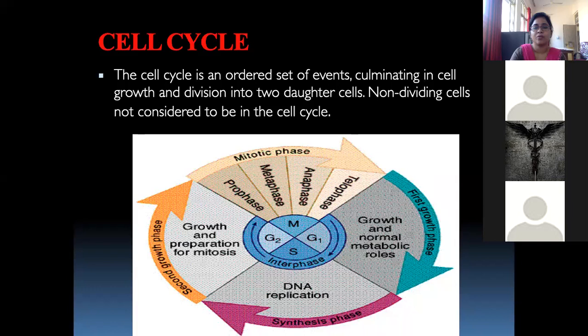Okay, cell cycle is an ordered set of events. There is an organized set of events, time bound, culminating in a cell growth and division into two daughter cells. Non-divided cells are not considered to be in the cell cycle. Please remember that the cells, once they develop, if they are not going to divide, like for example cells of heart, after birth the cells of the heart do not divide, they only enlarge in size.